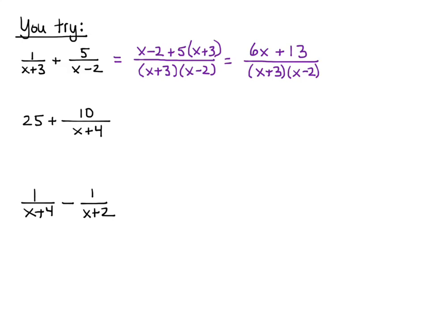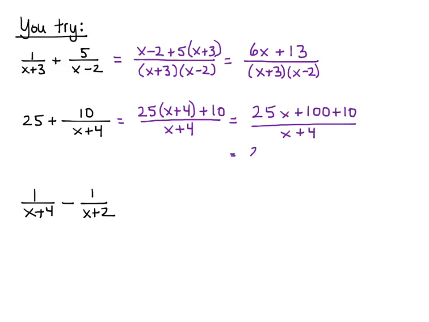This next one, what would be the least common multiple? X plus 4. And what do we do with the 25? You multiply it by x plus 4. Yeah, you multiply it by x plus 4, and then you have the 10, and that's all over x plus 4. And so when I extend that out, I get 25x plus 100 plus 10, and then that simplifies to 25x plus 110 over x plus 4. And even though we can factor that 25x plus 110, we know it's not going to factor into x plus 4, so there's no point in doing it. I mean, you can, but there's no real point.